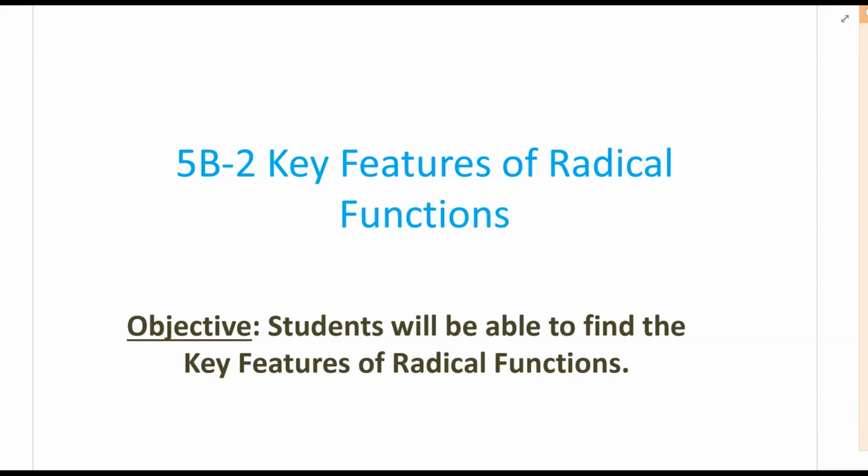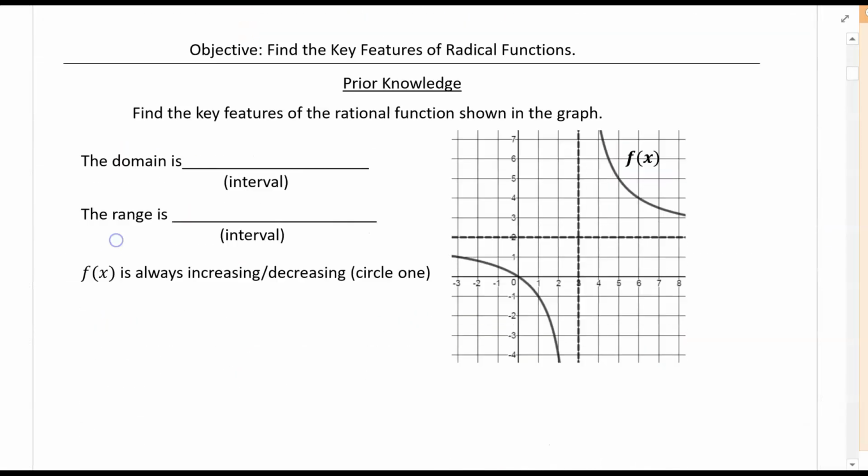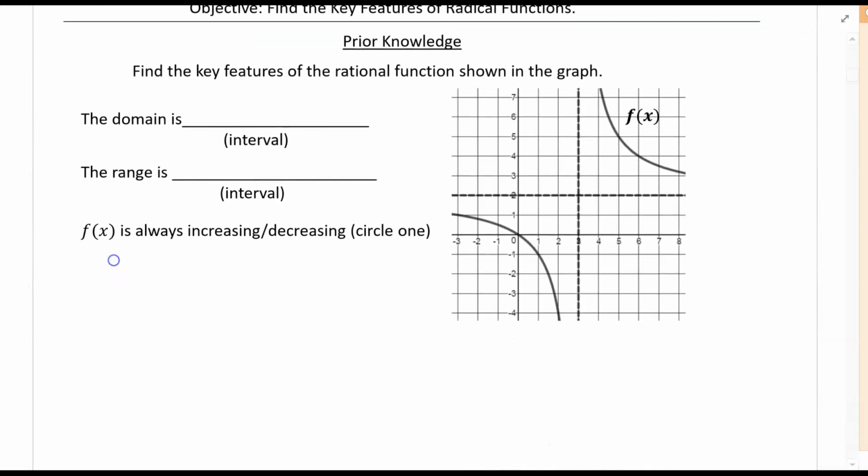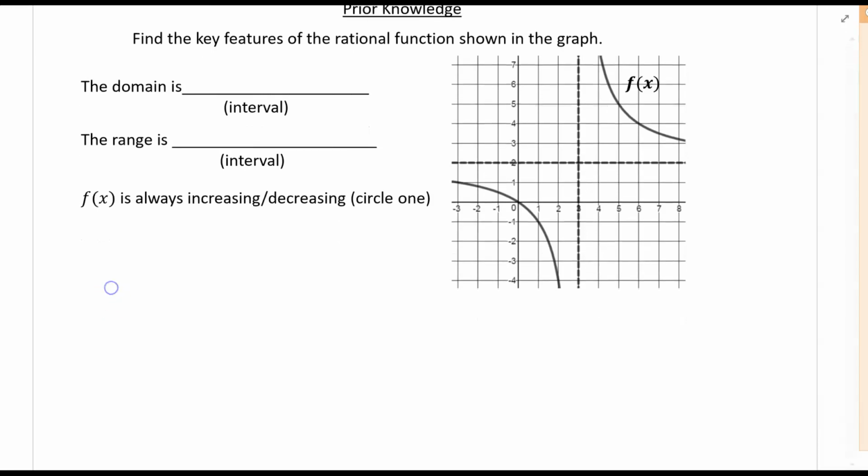We'll be going over 5B-2, key features of radical functions. It's been probably a while since we did this, so this is supposed to be prior knowledge, meaning we've already done it before, but I don't even know when we did rational equations. It's been a while. So let's just practice the prior knowledge together.